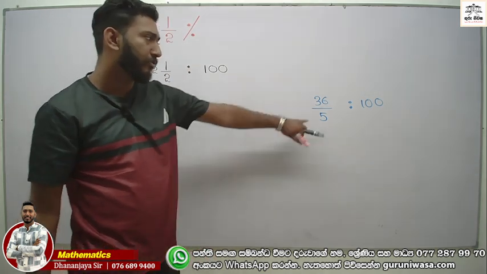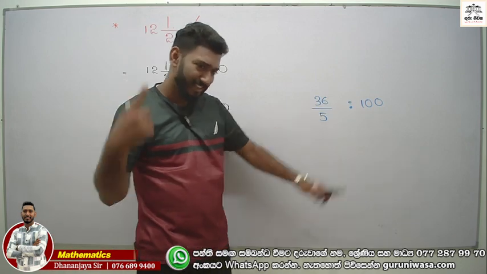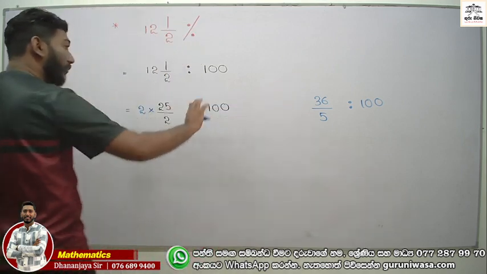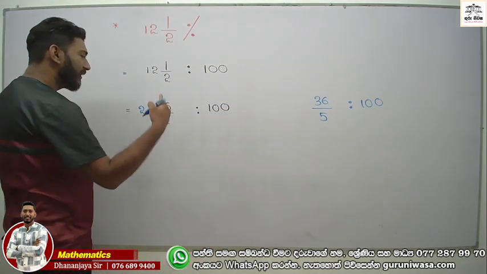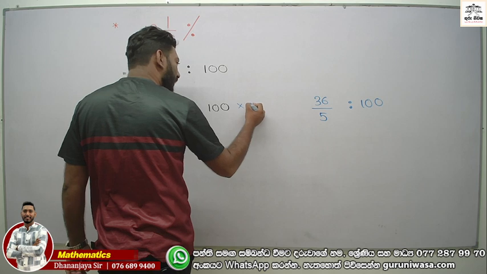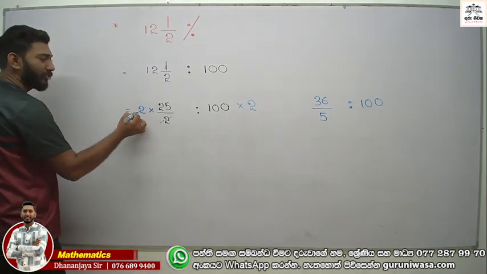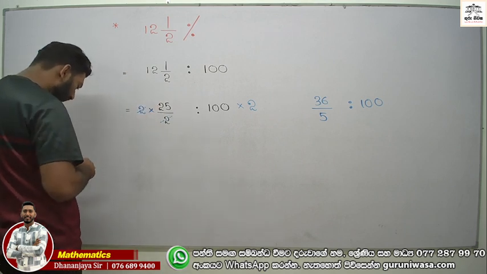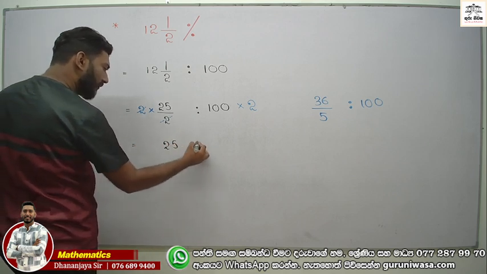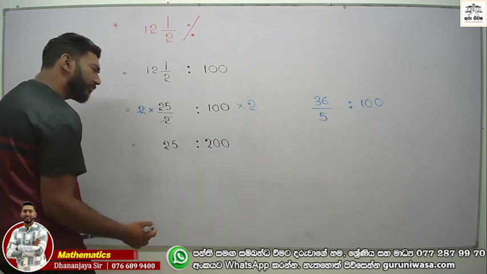Now what to do? Tell me what we need to do. Multiply by 5. Awesome. Well done, right? Multiply by the 5. Both sides you need to multiply. In this case, you multiply this one by 2, and this one you are going to multiply by 2. Now the answer becomes 25 to 200.